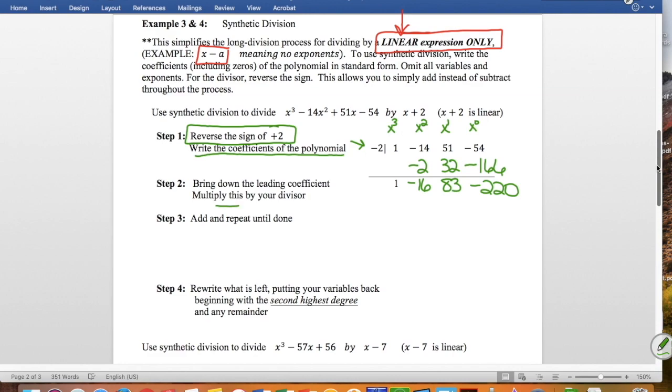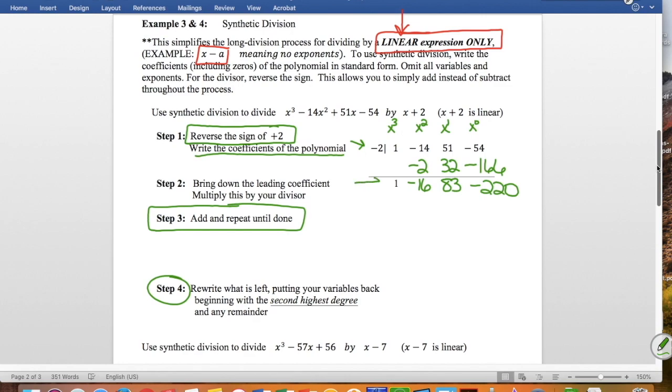So it says add and repeat until done. We've done that. So we took our first number, multiplied, add. Multiply again, add. Multiply again, add until you're done. Okay? Now, step 4. Rewrite what is left, putting your variables back, beginning with the second highest degree and any remainder.